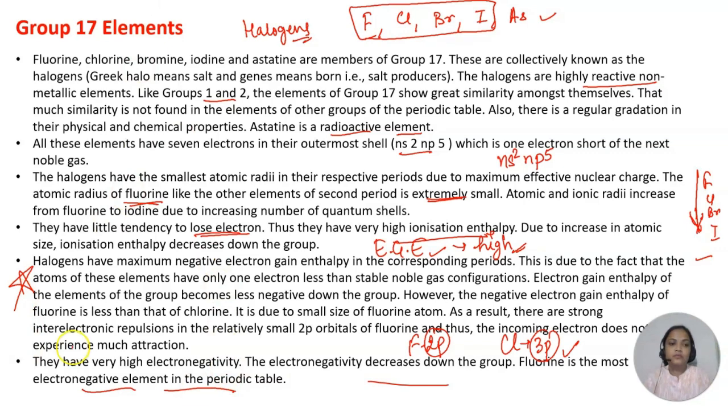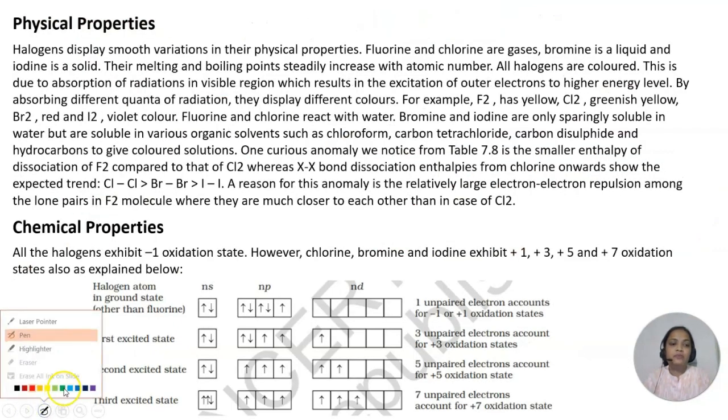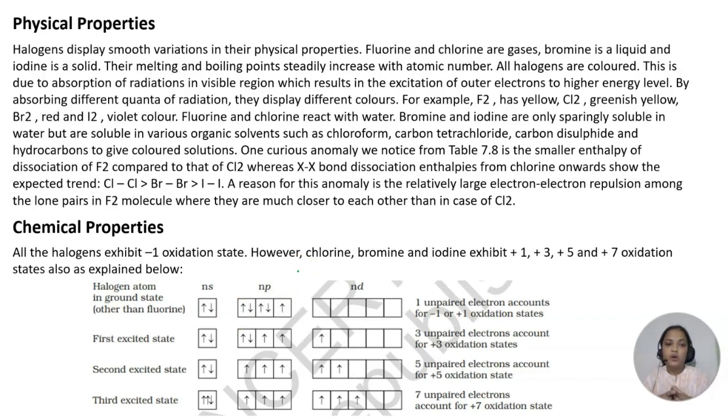Alright, so let us move ahead now. If I am talking about the physical properties, there is a smooth variation in the physical properties for halogens. Fluorine and chlorine are gases, bromine is a liquid, and iodine is a solid, and melting and boiling point also increase with increase in atomic number.